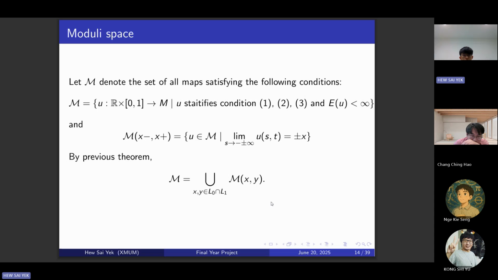Now we define the moduli space of the J-holomorphic curves whose energy is finite. And M is the union of these spaces, so by Gromov's compactness theorem, we can say M is decomposed into the M_XY.